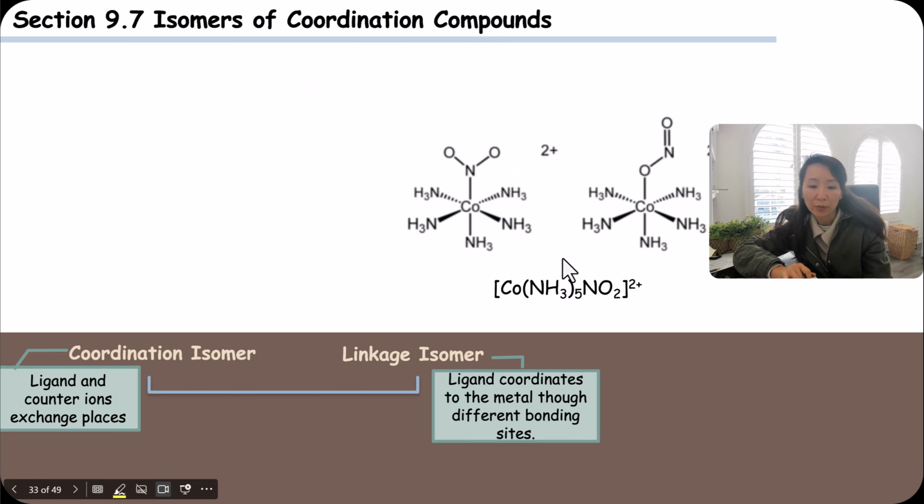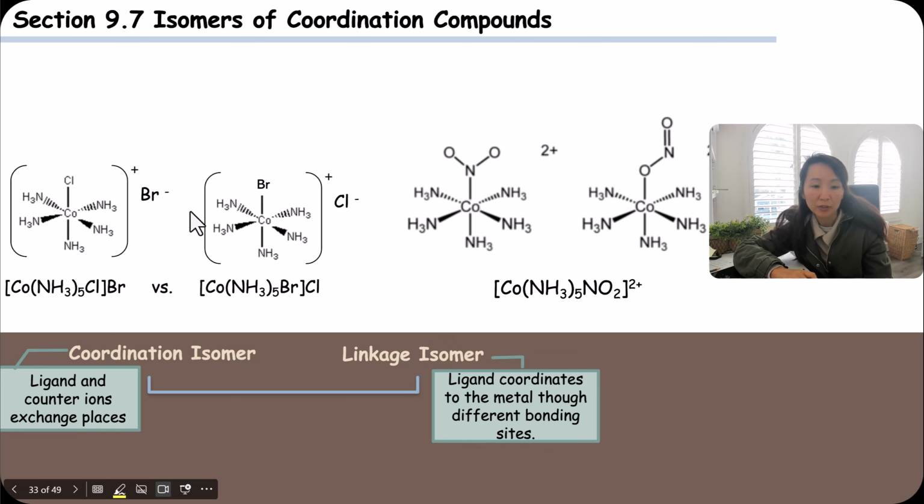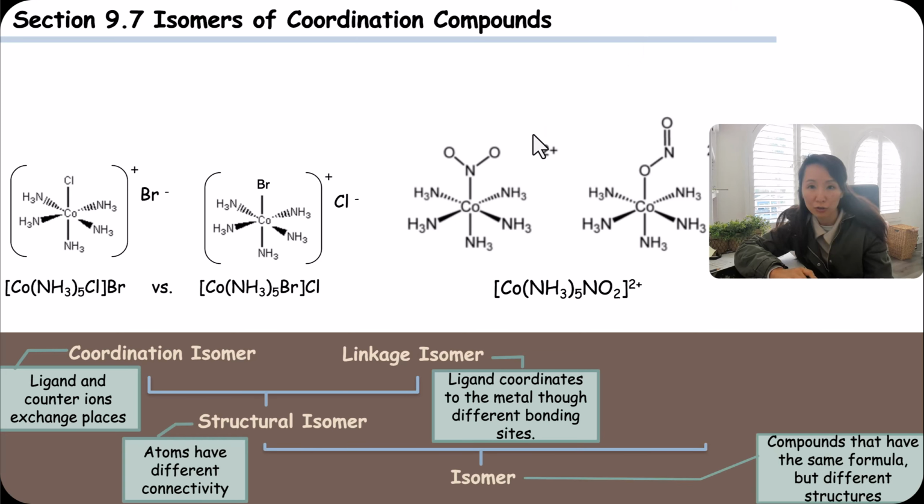So let's do, again, a review. Linkage isomers are between these two. For coordination isomers, we're looking at the differences in the counter ion that exchange place with the ligand. There is a relationship I have mentioned before between a coordination isomer and a linkage isomer. They stem from what is called a structural isomer. Structural isomers, by definition, are atoms with different connectivities. The structural isomer stems from what is called just an isomer in general.